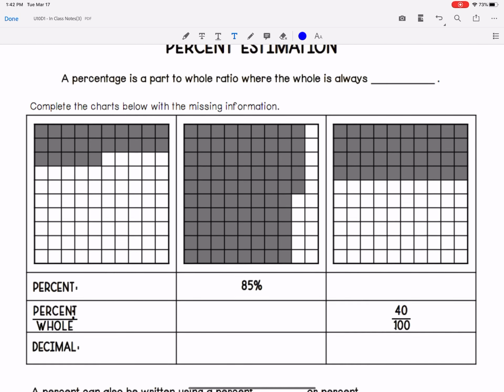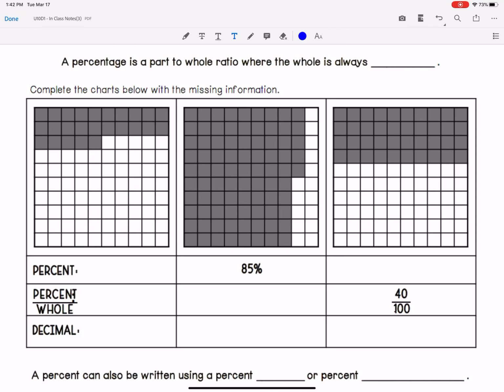All right, next question. Percent estimation. A percent is a part to whole ratio where the whole is always 100%. Complete the charts below with the missing information. So let's take a look at how many squares there are here. Instead of counting up every single square that's here, I'm just going to say how many squares are there across the top and how many squares are there across the side. Well, I know that there's 10 across the top and there's 10 across the side. And now I can just multiply them together to get my answer, which gives me 100. So I know that there are 100 squares all together.